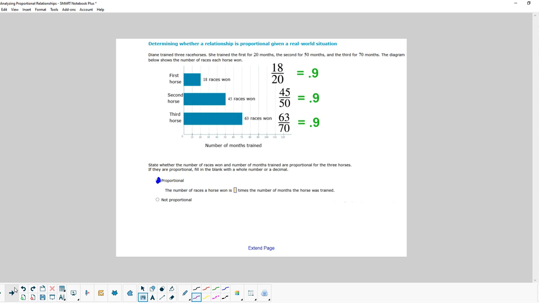So by training it longer, we don't win more than 90% of the races. Whatever length of time that we trained, we won the same percentage of races that we entered. So that is considered to be proportional.